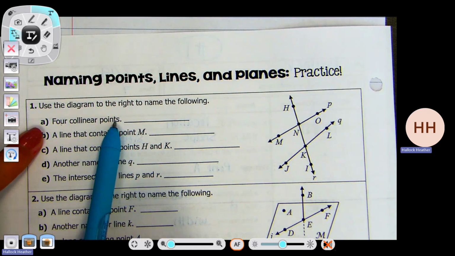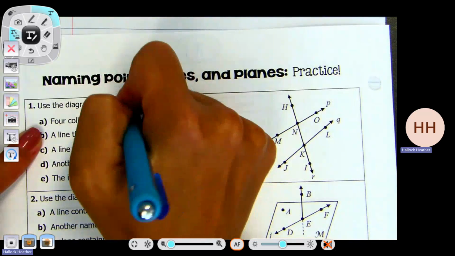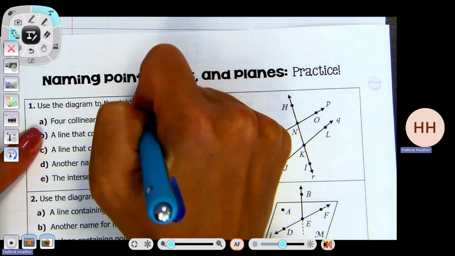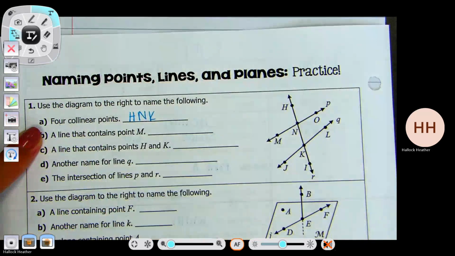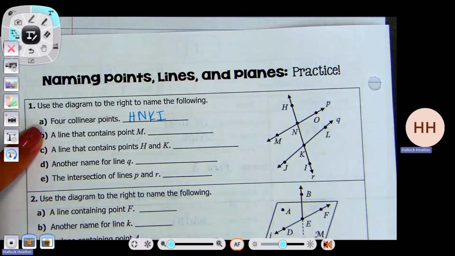Okay, so numero uno, A, says 4 collinear points. Collinear means that they all need to fall on the same line. So there's only one possible answer for this. Anybody want to tell me? H, N, K, and I.